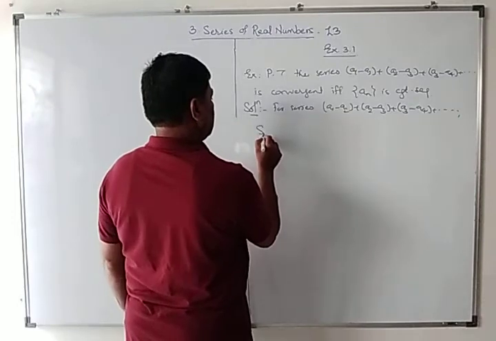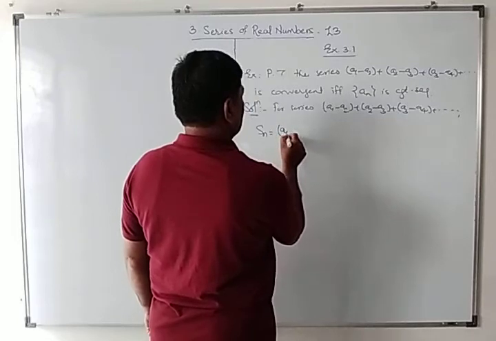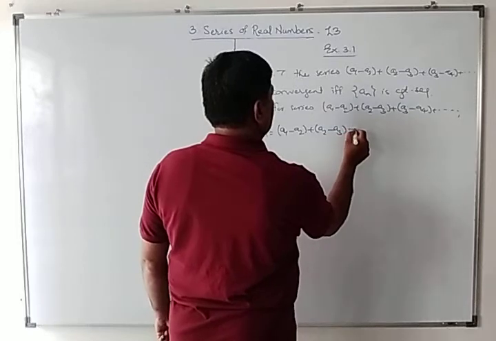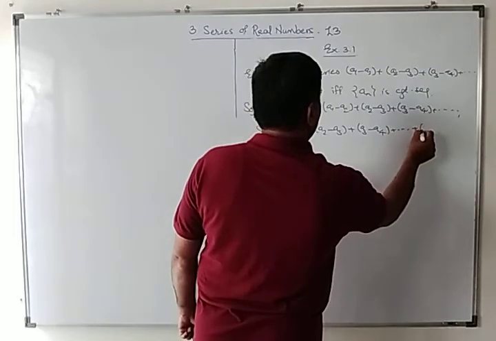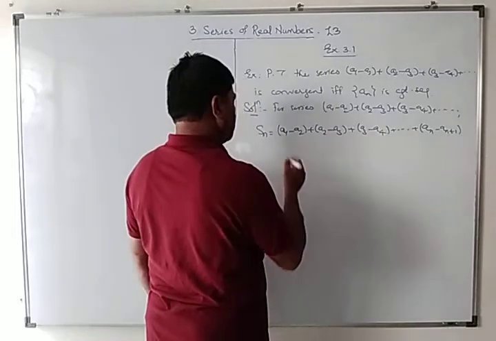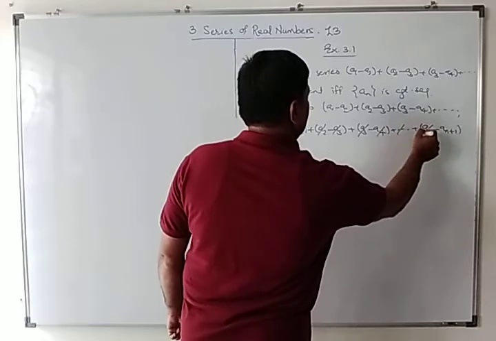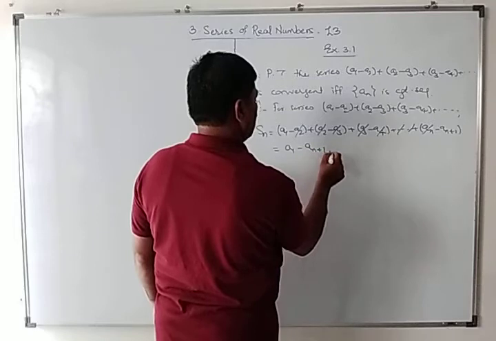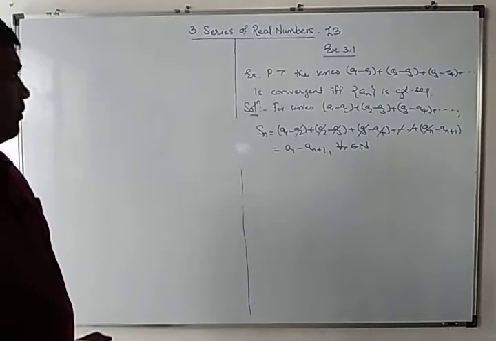Sn is equal to the nth partial sum, a1 minus a2 plus a2 minus a3 plus a3 minus a4 plus dot dot etc. up to plus an minus a(n+1). If you observe here, these intermediate terms get cancelled and we will get Sn is equal to a1 minus a(n+1) for every n.